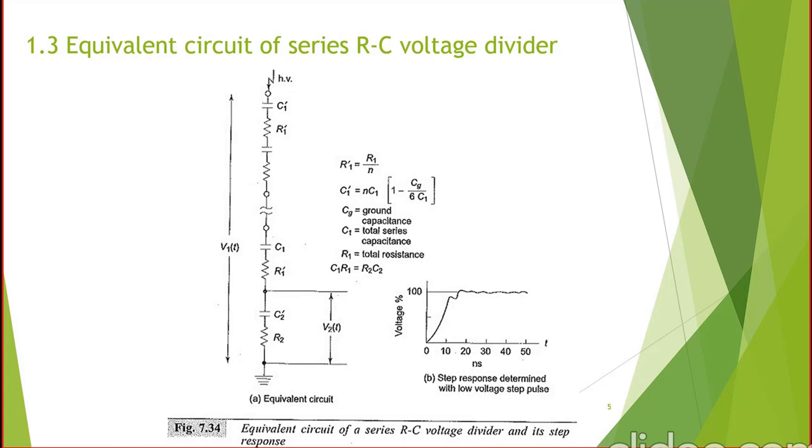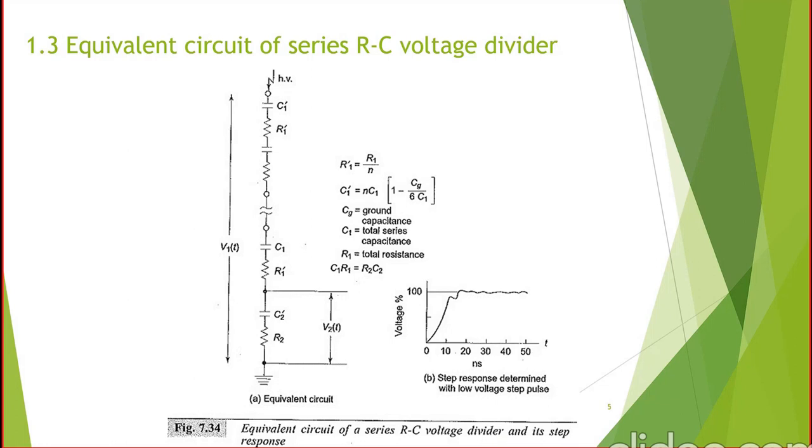Total voltage will be divided between the elements, and the upper side will have the higher voltage and the lower side will have the low voltage. The output side is connected to the measuring devices directly. R1C1 is equal to R2C2 is the relation that should be followed during the design.